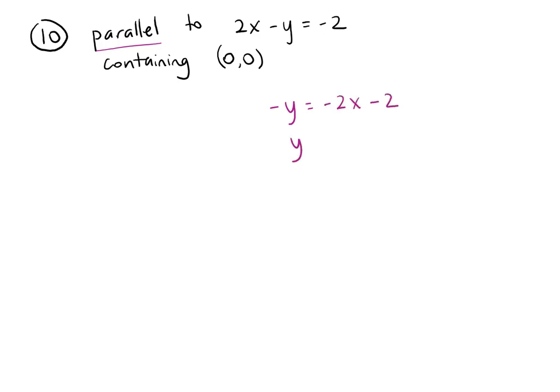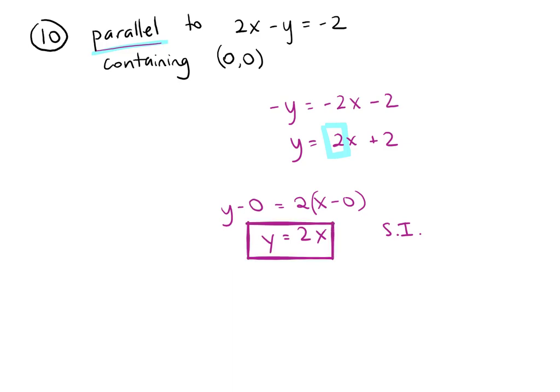And I'm going to divide everything by -1. And so now I know that my slope is +2. And because it says parallel, we want it to be the same. So then my equation is now going to be y minus 0 equal to 2x minus 0. In other words, y is equal to 2x. This is my slope-intercept form of the line.